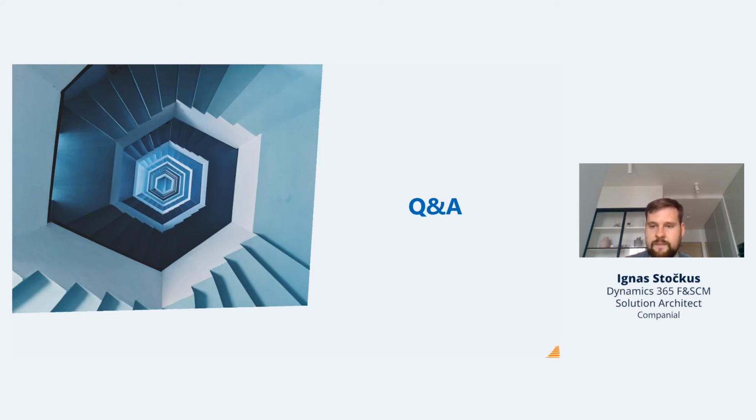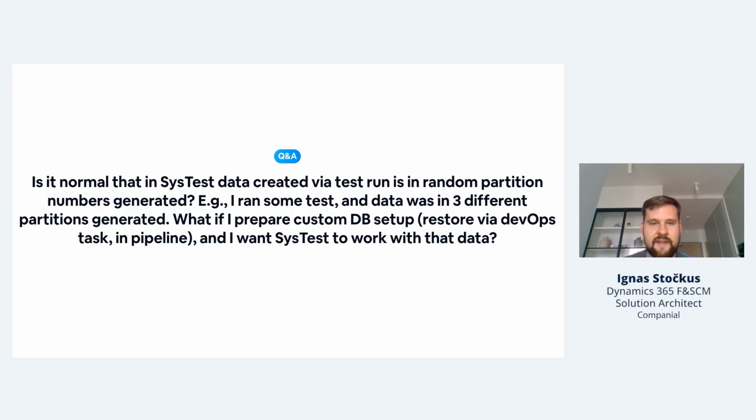So we have a few questions that have come in. The first question, which we even have on the screen, nice: is it normal that in the sys test, data created via test run is generated in random partition numbers? I ran some tests and data was generated in 3 different partitions. What if I prepare a custom DB setup, restore it, and run one pipeline, one sys test, and one sys test case to work with that data?